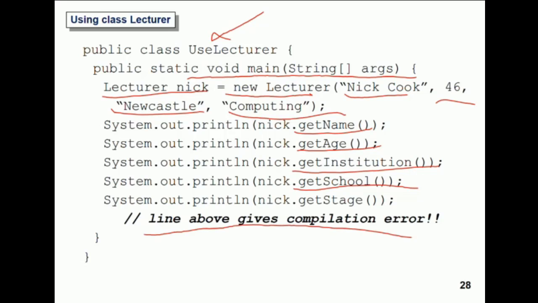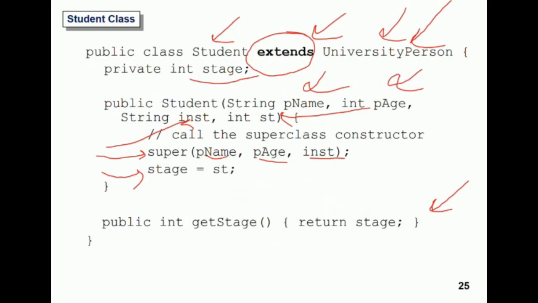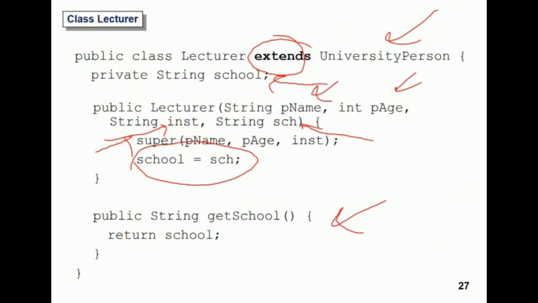And here we're trying to do nick.getStage, and it gives us a compilation error. If you try to do that, then it'll give you an error because you don't have inheritance sideways. So lecturer does not inherit from student, student does not inherit from lecturer. And the getStage method is being added at the student class, so it's here. It's not above lecturer. So that will give you an error if you try to do that.